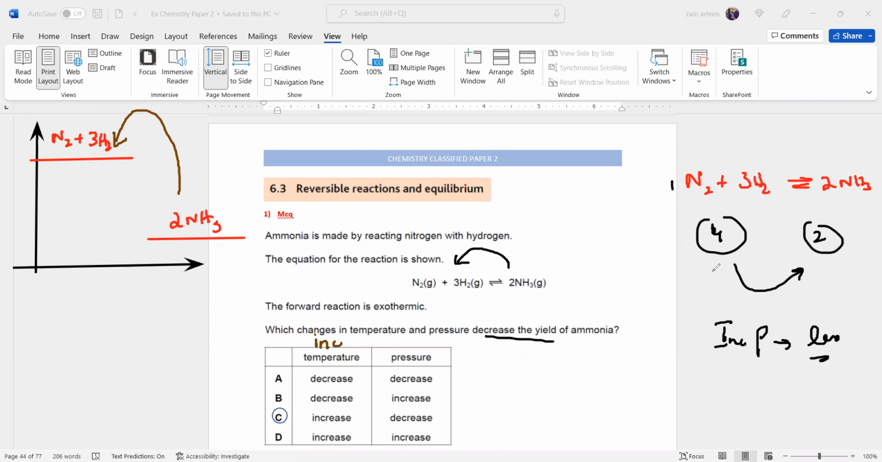But we don't want that. We want the equilibrium to shift towards the left hand side. So what should we do? We should decrease the pressure, because decreasing the pressure will shift the equilibrium towards the side where we have more particles. So in both cases, we want to shift it towards the left hand side, so the temperature should increase and the pressure should decrease.